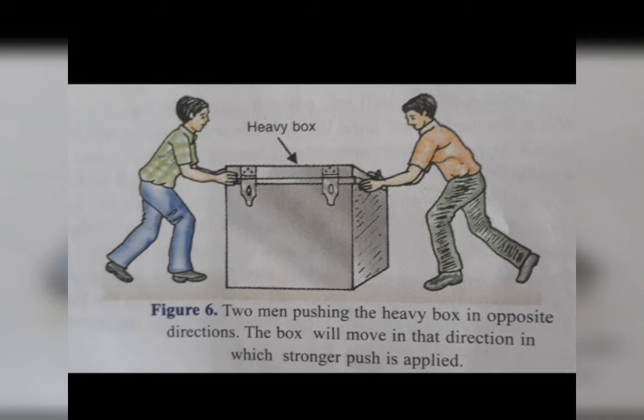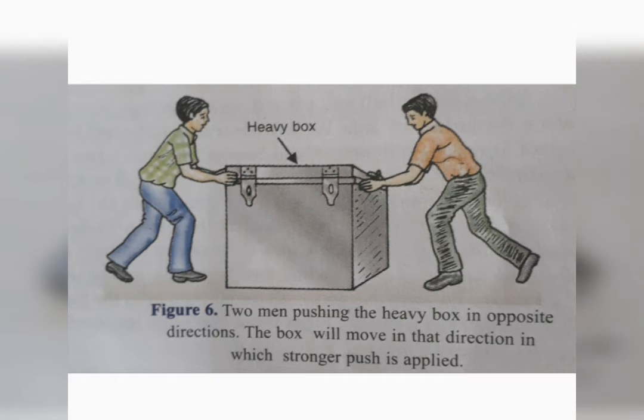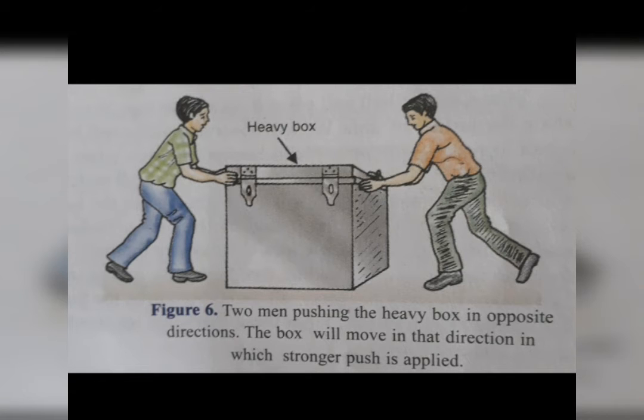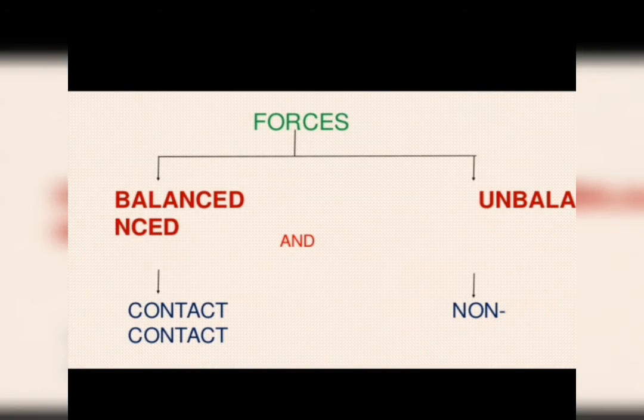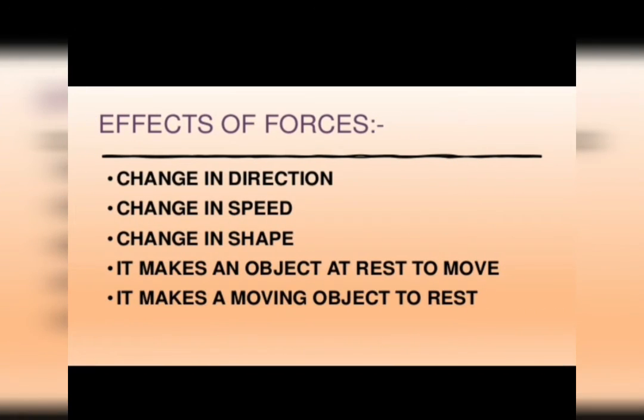Now see students, force we cannot see, it cannot be seen, but yes, force can be judged only by the effects it can produce in various objects around us. So, force can produce the following effects. A force can change the direction of a moving object. A force can change the speed of a moving object.